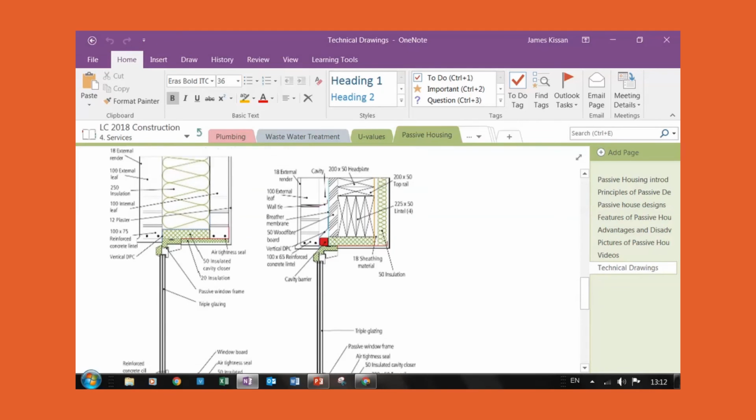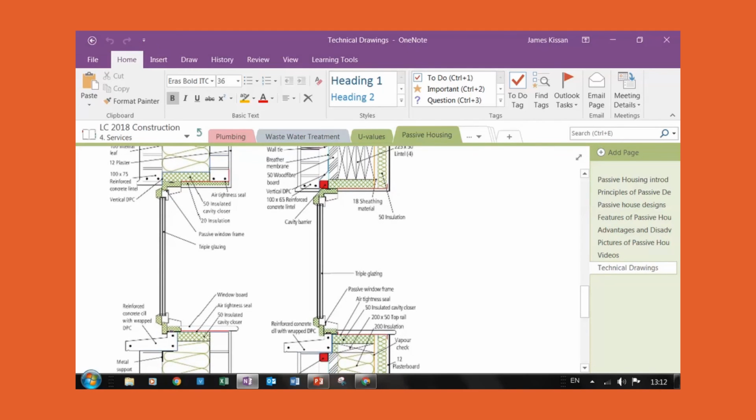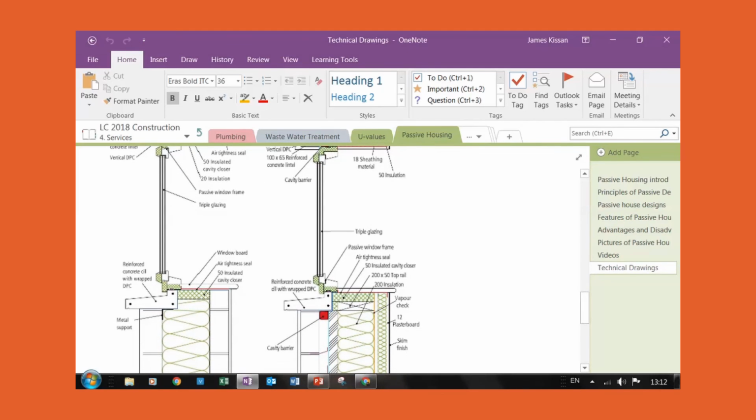Now, these are window details, and what you should notice about windows is just the detailing around the window frames themselves. If we draw out our traditional window frame, still in this shape, half the shape now is insulation. You just draw a line through the middle, and that's called a thermal break in a window.